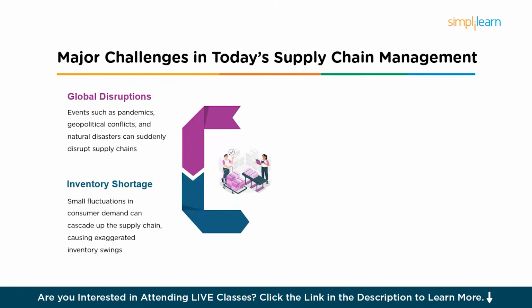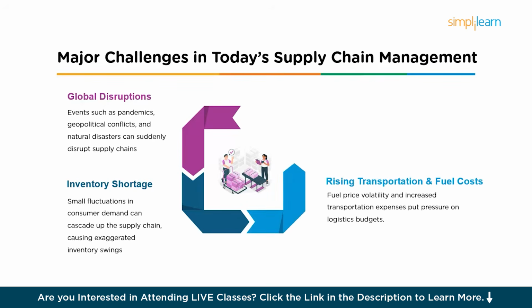The second is inventory shortage. Small fluctuations in consumer demand can cascade up the supply chain, causing exaggerated inventory swings, a phenomenon known as the bullwhip effect. This results in inefficient stock levels, increased costs, and lost sales.